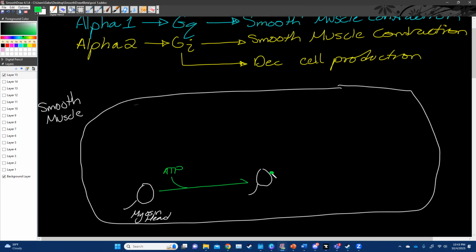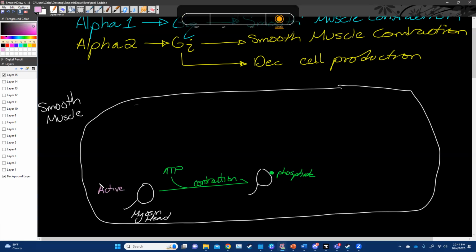So what we have created is, so here we have a phosphate group, and we have our post-contraction myosin head. The way to think about this is that here we have an active myosin head ready for contraction, whereas over here we have an inactive myosin head that's post-contraction.